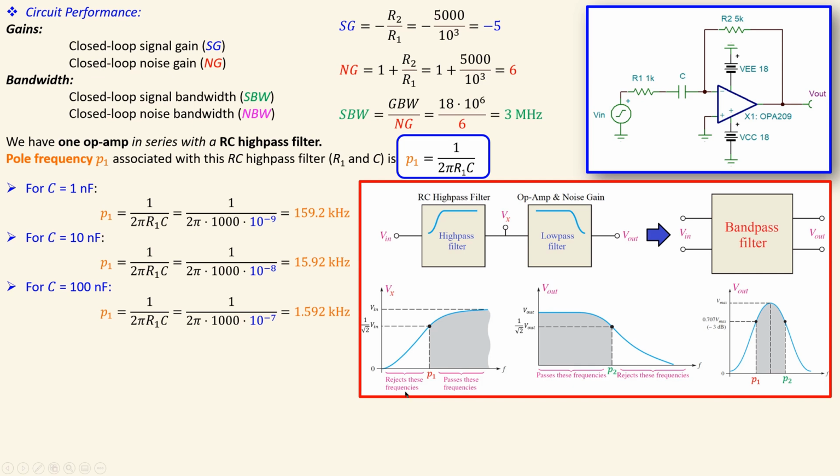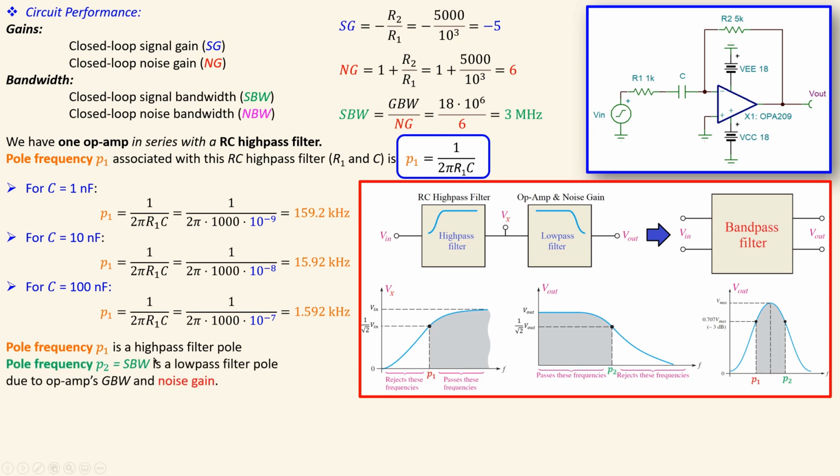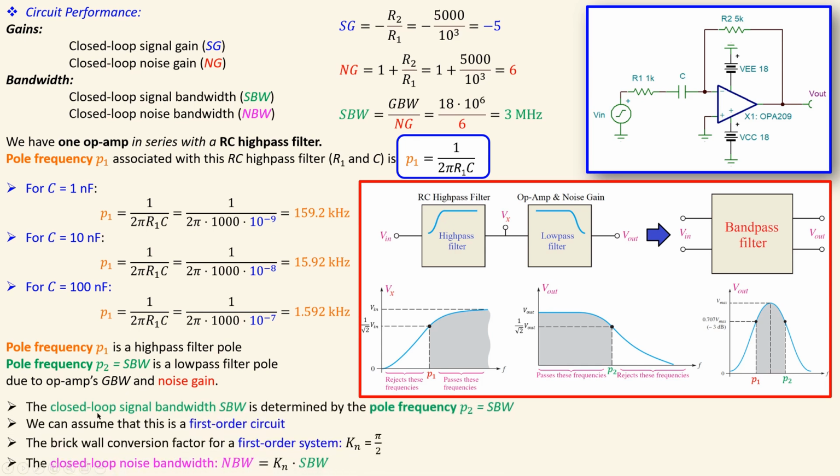The pole frequency P1 is a high pass filter pole, and the pole frequency P2, which is the signal bandwidth here, 3 MHz, is a low pass filter pole. That is due to the op-amp's gain bandwidth product and noise gain due to the resistors. Now, the closed loop signal bandwidth is determined by the pole frequency P2.